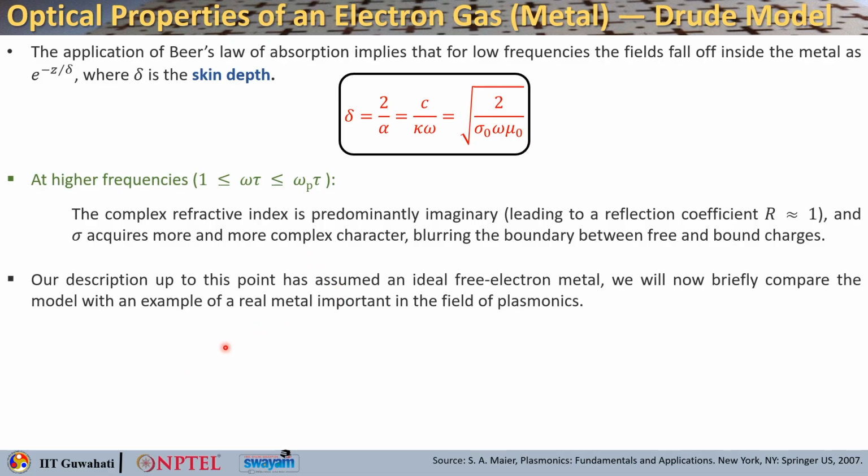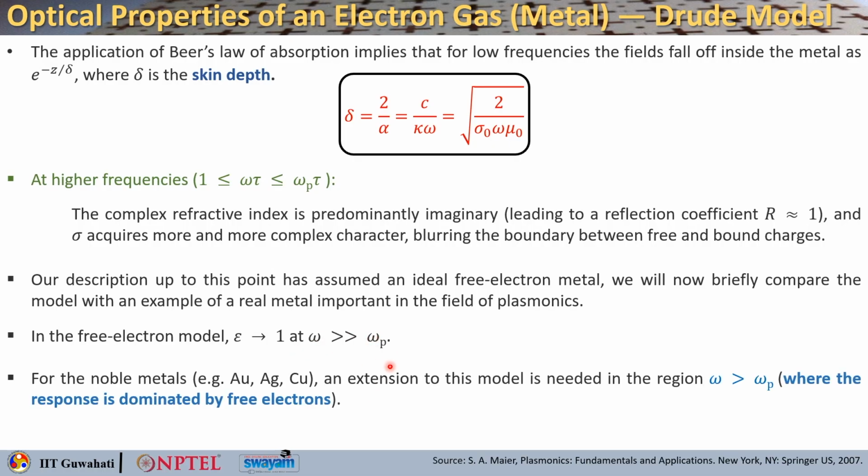So, our discussion up to this point has assumed an ideal free electron metal, but now we will briefly compare the model with an example of a real metal, which is important in this field of plasmonics. So, in the free electron model, you can put epsilon going to 1 when the frequency is much larger than the plasma frequency, right. We have seen that.